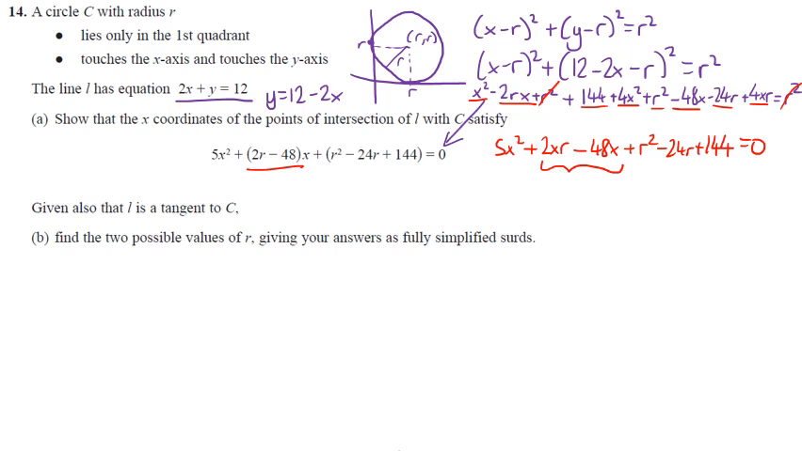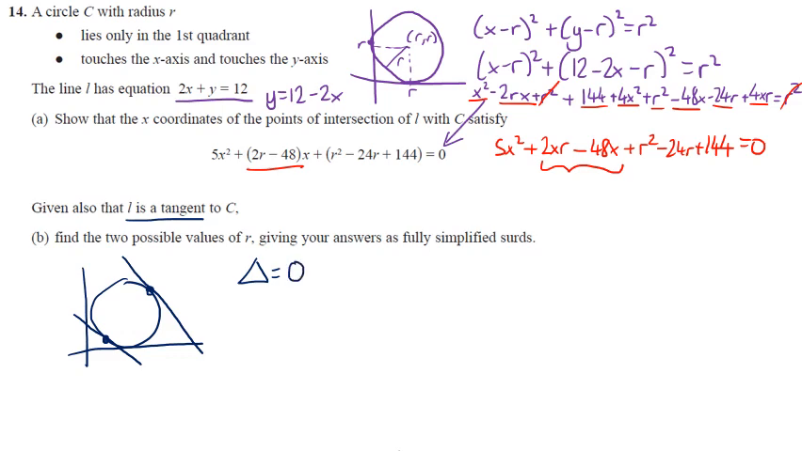So part B says find the two possible values of r. So what we've got, if L is tangent to C, there's two possibilities. Looks like that. But the important thing here is if you've got a line tangent to a circle, then we can write down that the discriminant of the quadratic is equal to 0. Okay? If it was positive, that's the case where it crosses at 2 points, and if it's negative, they don't intersect at all. So where it's tangent, that's equal to 0, so b squared minus 4ac.